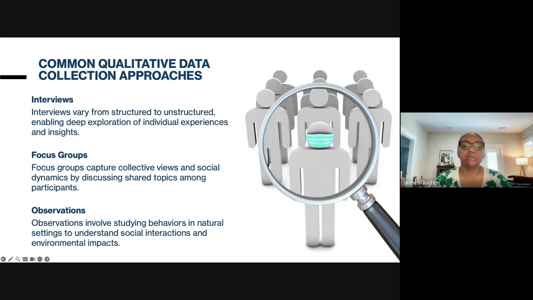So there are several types of qualitative data collection approaches, but I'm just going to go over three of the most common data collection methods: interviews, focus groups, and observations. Interviews can be structured or unstructured, which allows the researcher to have a little bit more control in terms of the depth of exploration of individuals' experiences and insights.